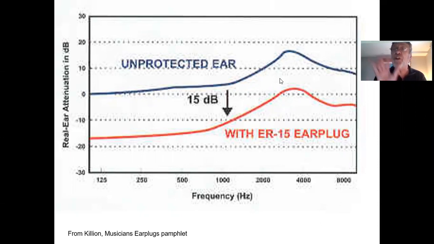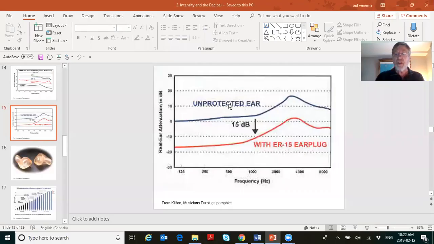Anyway, musicians' earplugs reduce the loudness of sounds. They attenuate by about 15 decibels. They attenuate, but they preserve that resonance so you can still hear and understand speech. Okay? Anyway, just thought I'd tell you that. All right.